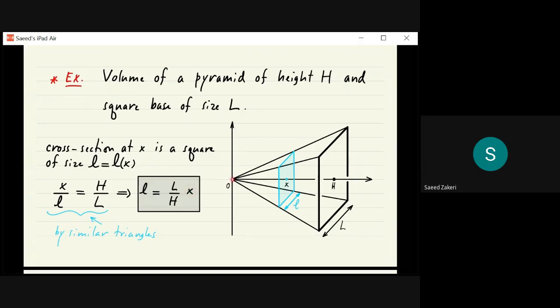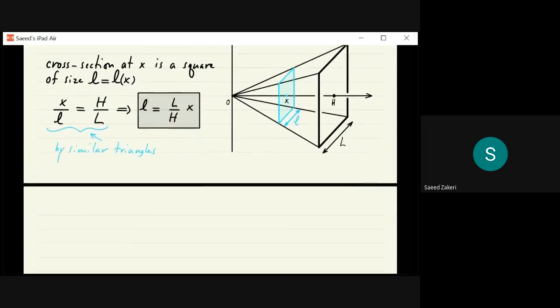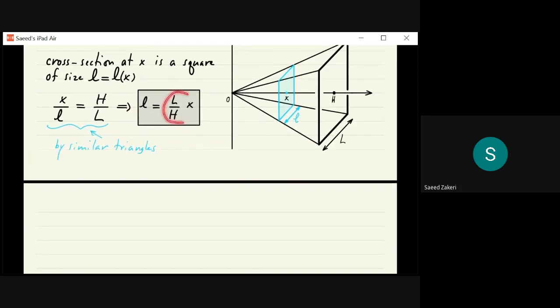Now, to check that this answer is correct, see that when x is 0, l is 0, which makes sense. If I cut here, the size of that square is 0 by 0. And when my x is H, namely when I cut it here, the size must be big L. So when x is H, that H cancels this H, and little l will be big L. So that checks. So that's the cross section at x: a square of size l, where l is this.